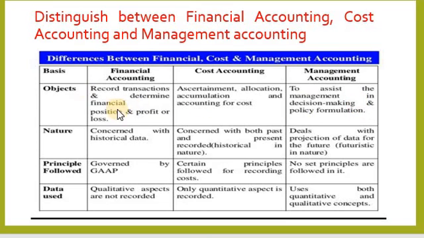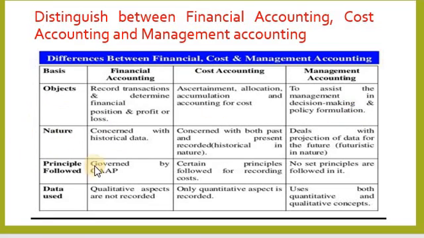This is the comparison among all three aspects based on the objective. The financial accounting objective is recording, that means the preparation and presentation of financial reports. Here, ascertainment of cost, allocating, accumulating, and accounting for cost. Here, assisting management in decision making and policy formulation.